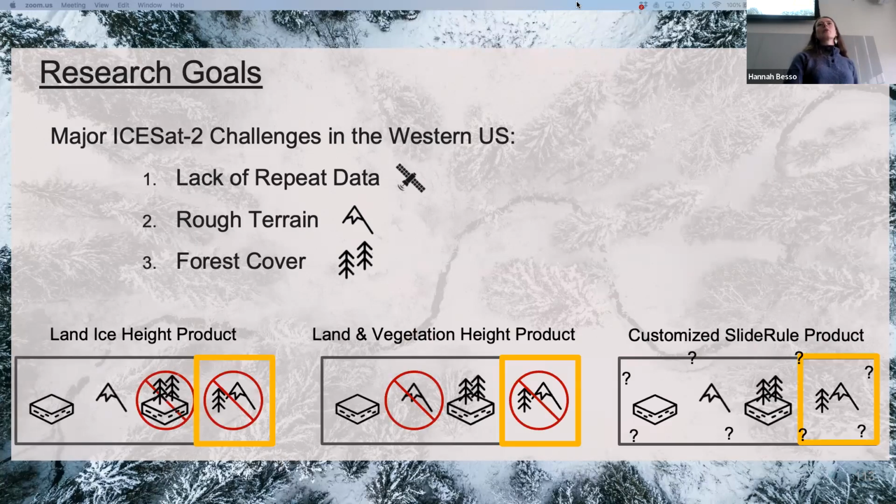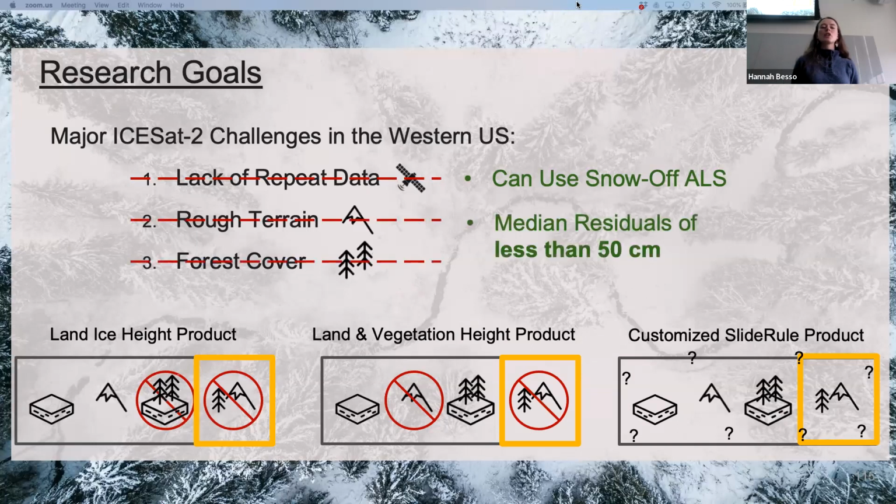To remind everyone, we were trying to evaluate the customized SlideRule product in steep and forested terrain because that is where most of the snow depth occurs in the Western United States. So to address the lack of repeat ICESat-2 data, we were able to bring in outside data sources to provide snow off elevation data from aerial LiDAR. We were able to address the rough terrain and forest cover using SlideRule, customized processing parameters to get median residuals of less than 50 centimeters.